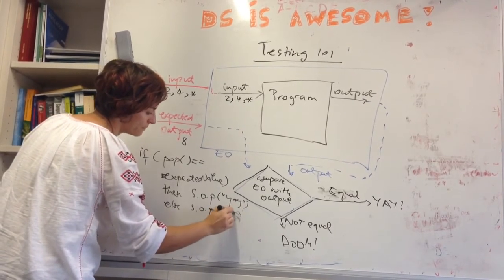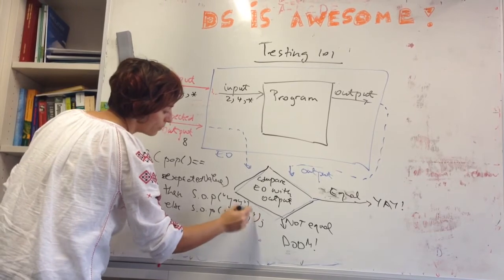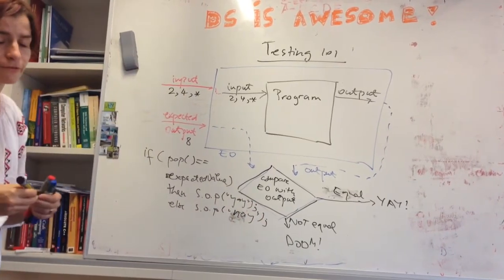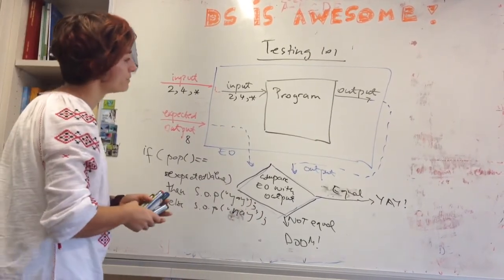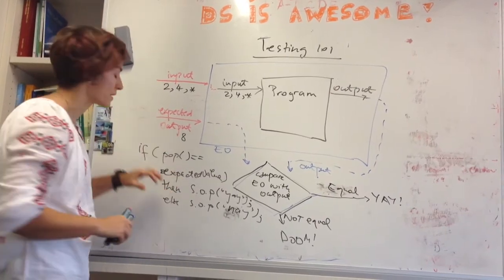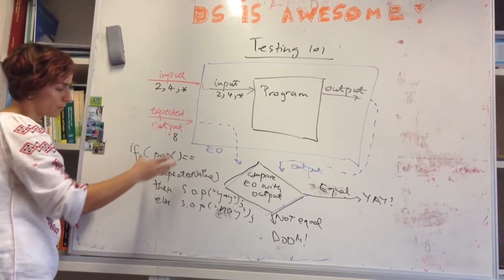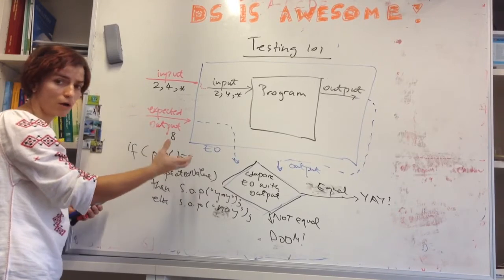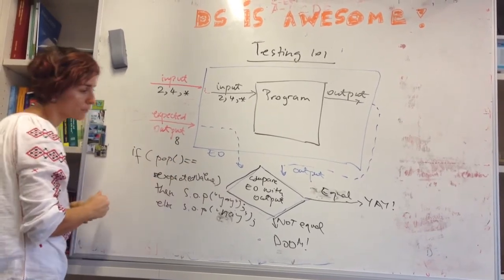Now, what is important, and this is basically the first stage of testing, is to get this part right. So you need to compare the results of your operations with the expected results.